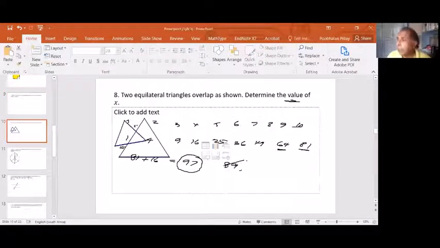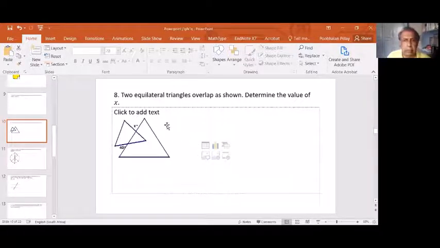Okay, here we have a diagram. Let's see what this diagram is. Two equilateral triangles overlap as shown. So these are equilateral triangles. An equilateral triangle here, and another smaller equilateral triangle. And you're asked to calculate the value of x.